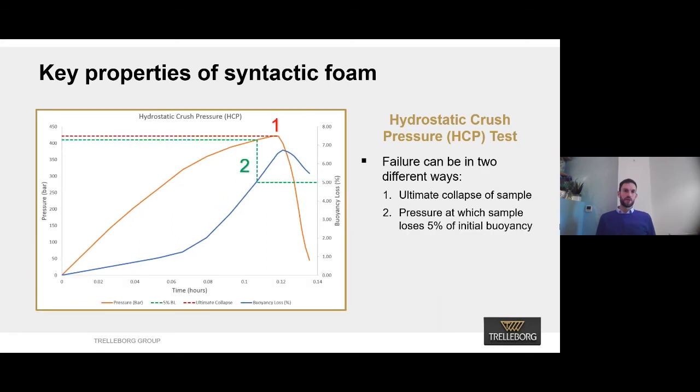The fail point of the HCP test can be defined in two ways. The first way is the ultimate collapse of the sample, so the point at which the sample physically collapses or crushes. And the second is the point at which 5% of the buoyancy of the sample has been lost. Now, we define the HCP as the lower pressure of these two different criteria. And as you can see on the sample on the screen here, criteria 2 is met before criteria 1, and therefore the HCP would be the pressure of the green line.